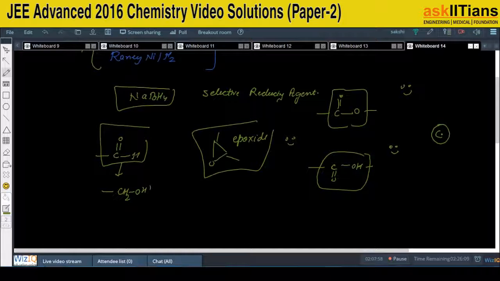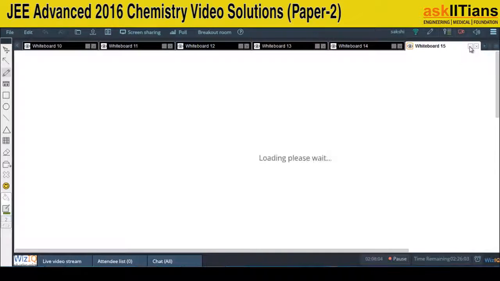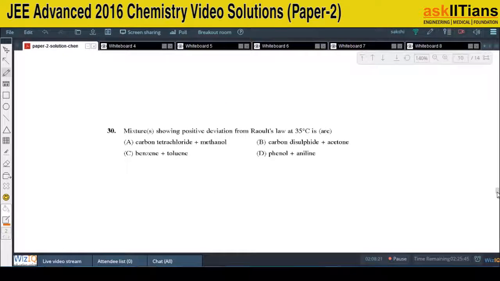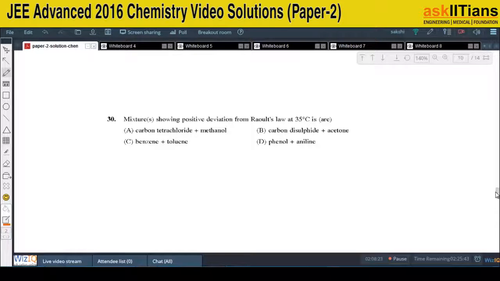Now, having done with question number 29, it's time that we should continue with question number 30. First of all, it's time that I should show you this question. Now, question number 30, if you people have to read. The question says, mixtures showing positive deviation from Raoult's law at 35 degrees C is or are. That means you have to talk about all those mixtures which show positive deviation from Raoult's law. So let me tell you one again very, very important thing.